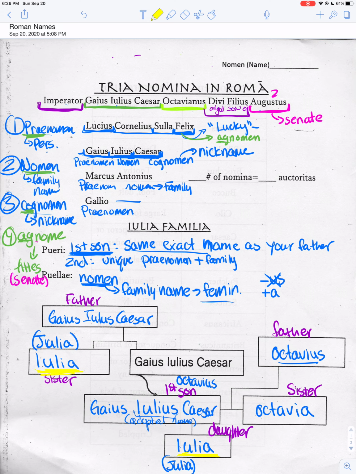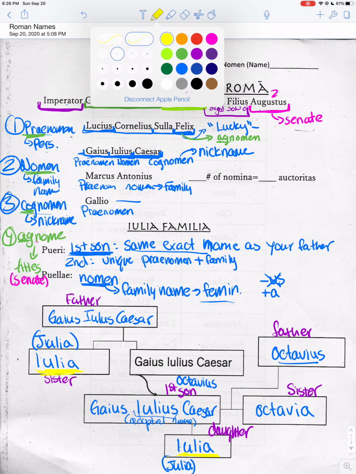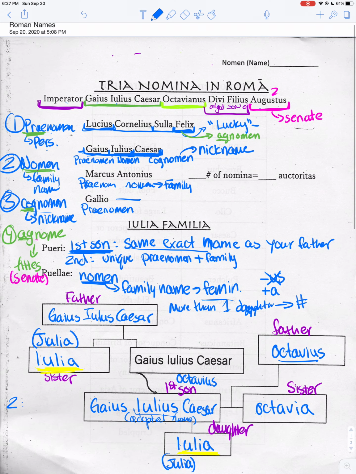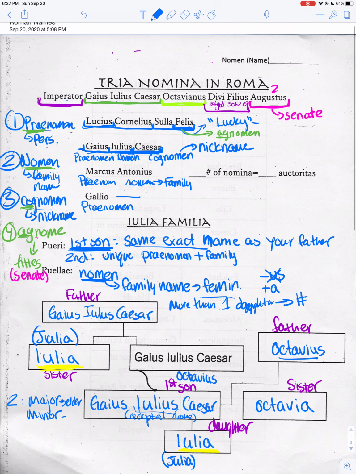And so if you had more than one daughter, you numbered them. So if you had two daughters, you would have either major or minor. So major was the elder, minor was the younger.